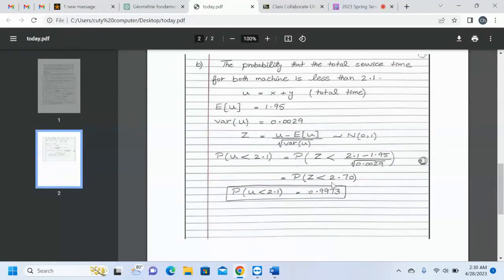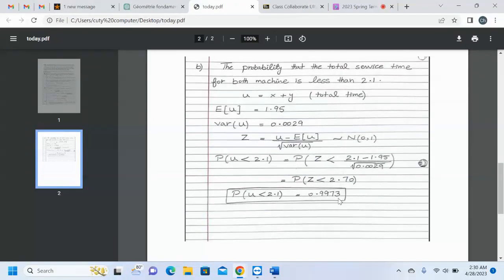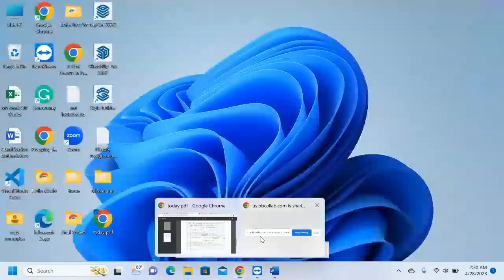After solving it, we will get that Z less than 2.70, and when we get the value from the table, it will be 0.9973. Wow, almost 100%. Yes, Professor. Okay, thank you, Ikera. Nice. Thank you.